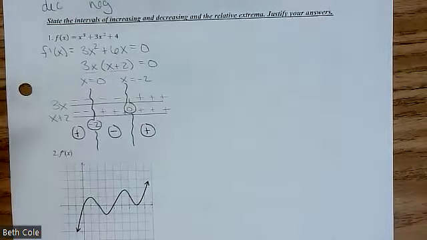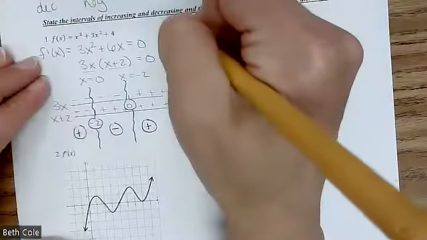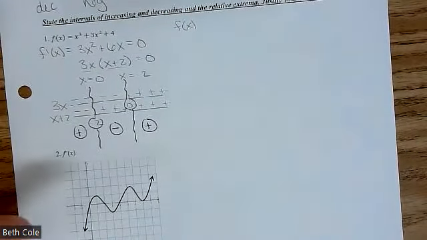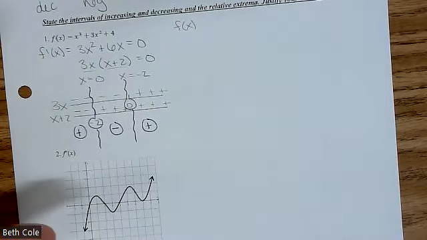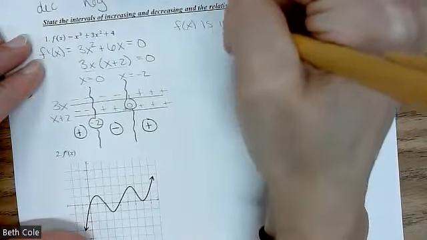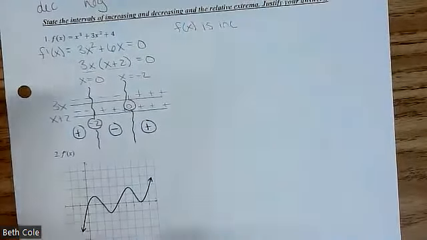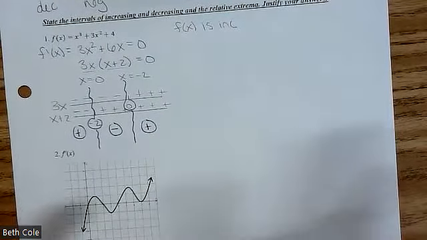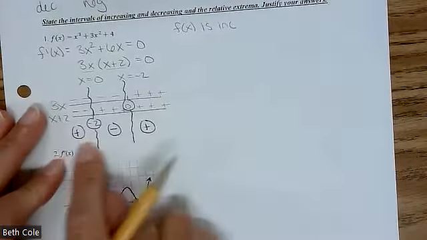Okay, so buckle up. We're going to write a little bit here. Okay. Now we're talking about the original function. So it's going to be f of x is, or f of x has. Like f of x is the noun of your sentence. It's very much like English class here. So we're going to say something about f of x. F of x is increasing on what intervals? Look at your number lines. From where to where and from where to where? Looking at this.